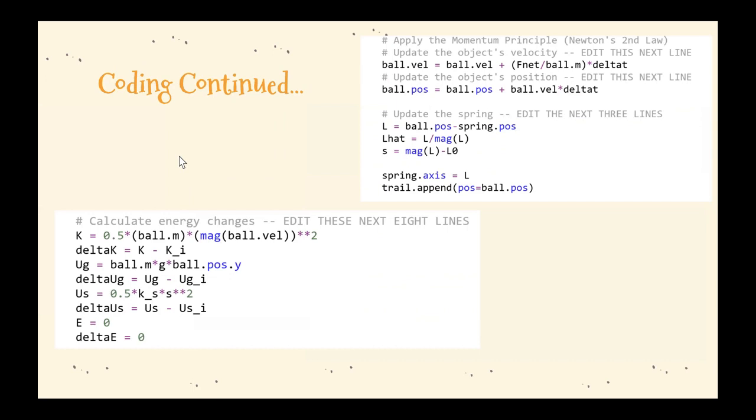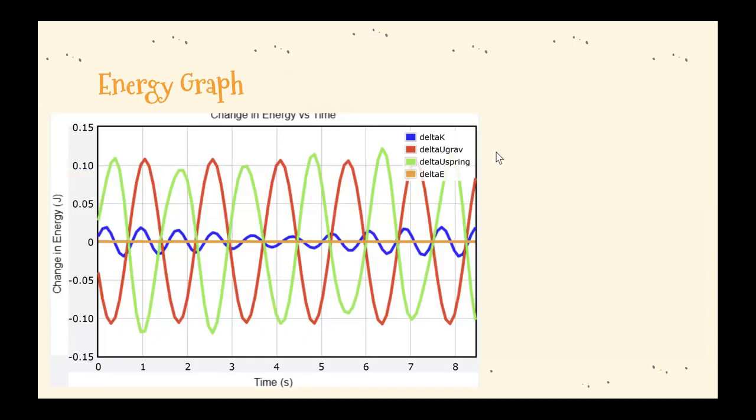Coding continued. This is similar to what I had before. E should be 0. Delta K should be K final minus K initial. This is just the velocity update formula and position update formula, and that's the spring update formula as well.